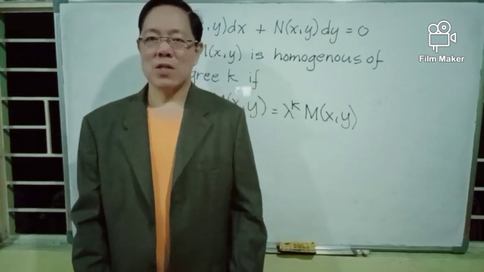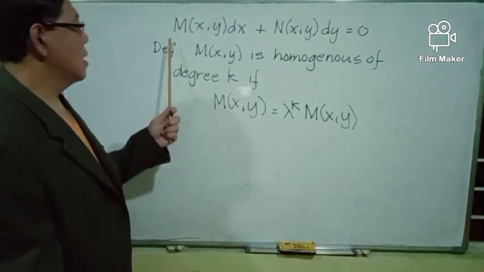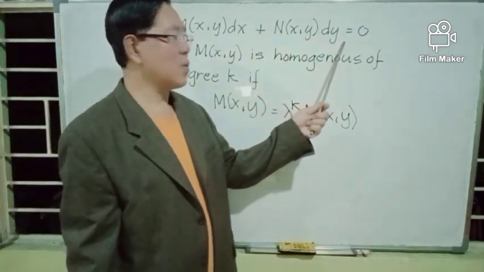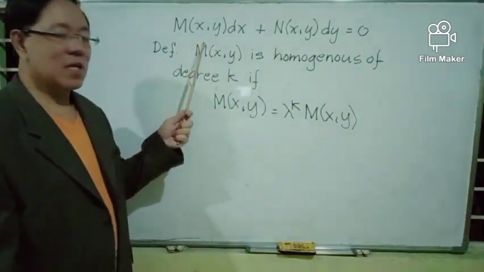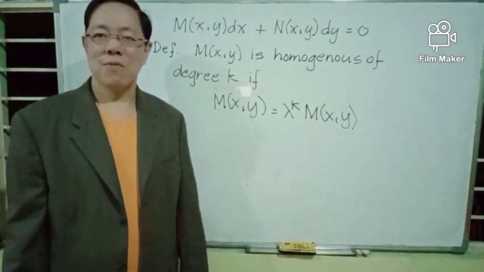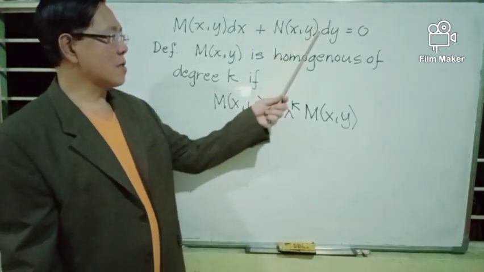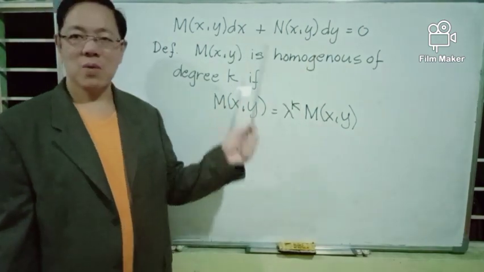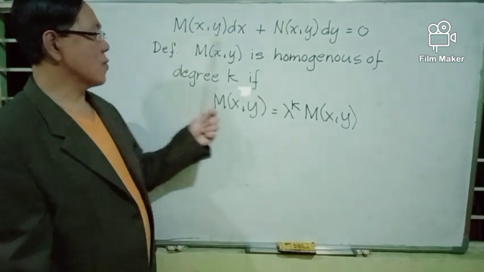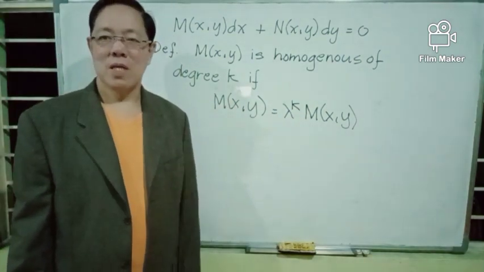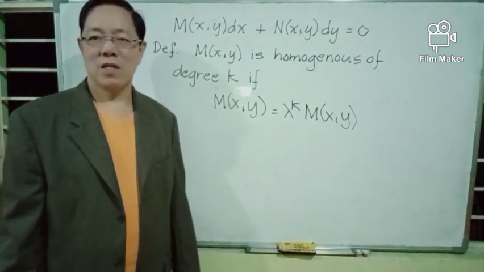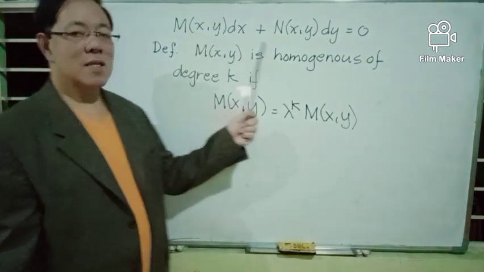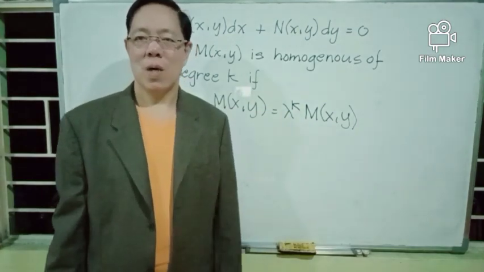Consider the following differential equation. M of xy dx plus N of xy dy equals 0. This differential equation is said to be ordinary differential equation because it contains ordinary derivative of y with respect to x. And this differential equation is said to be of order 1 because the highest derivative that appears in this differential equation is 1.